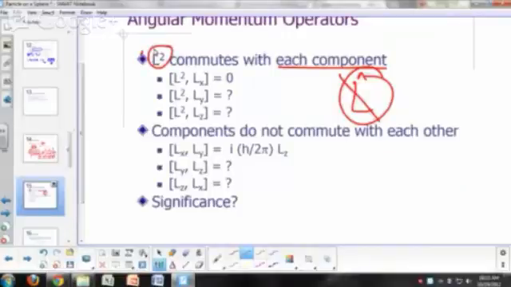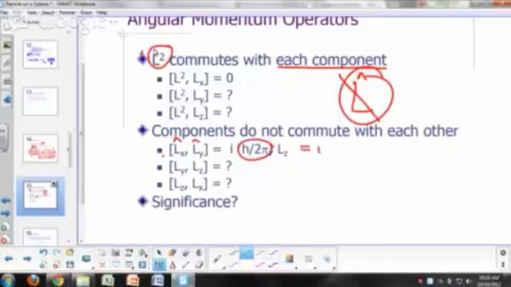All right, so anyway, L squared commutes with each of its components, so it's possible to determine the square of the magnitude of your angular momentum, which means you can also determine the magnitude, and any one of the components at the same time. However, the components themselves do not commute. So L_x hat and L_y hat do not commute. The commutator is equal to i h bar L_z.